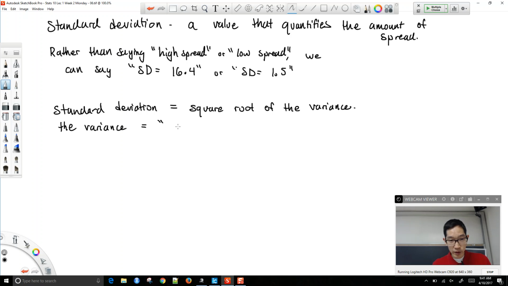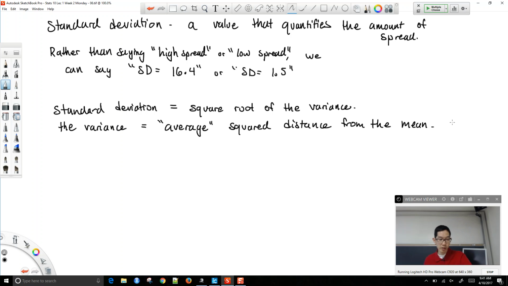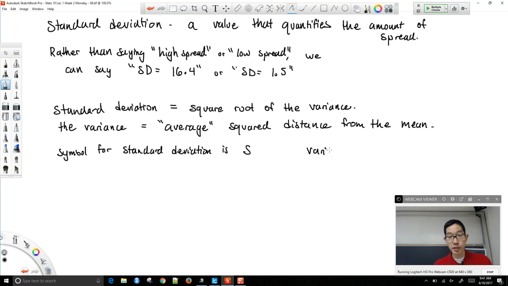And so the standard deviation is the square root of the variance, and the variance we can define as the quote-unquote average squared distance from the mean. Okay. So the symbol for the standard deviation is S, and the variance is then S squared.